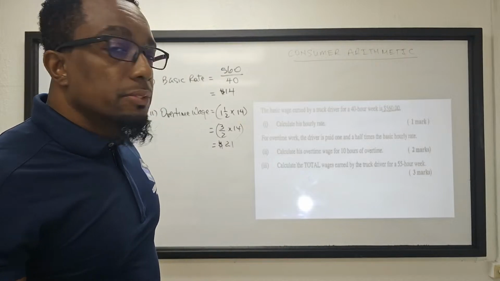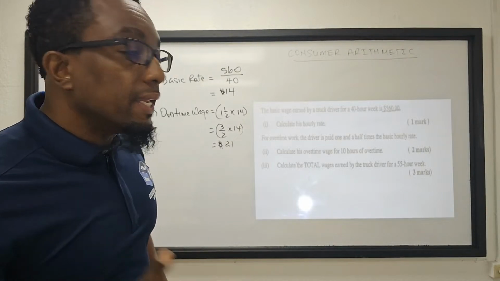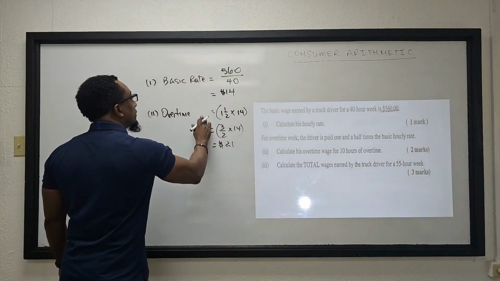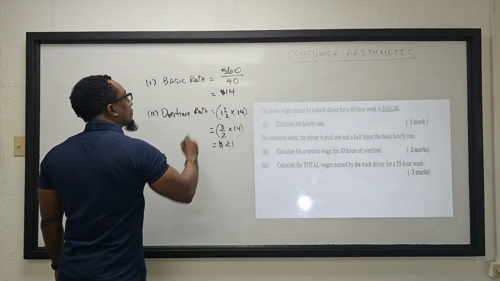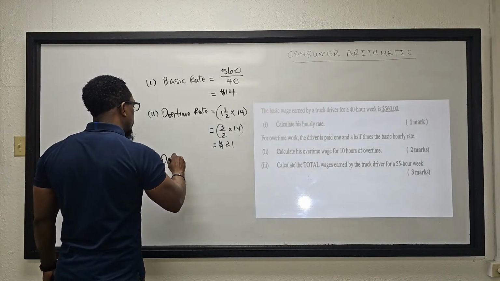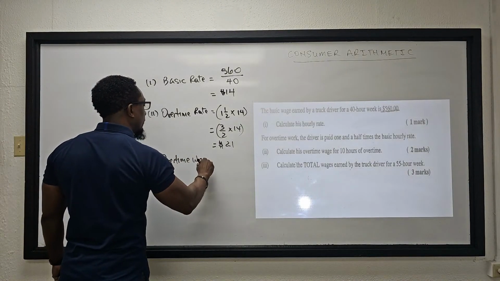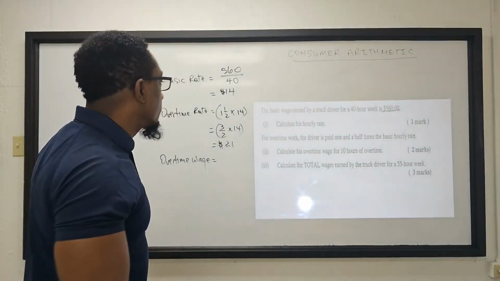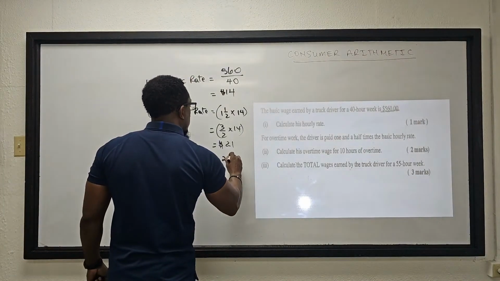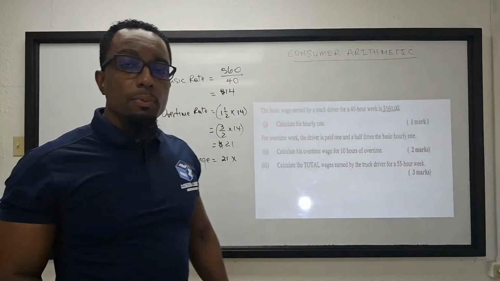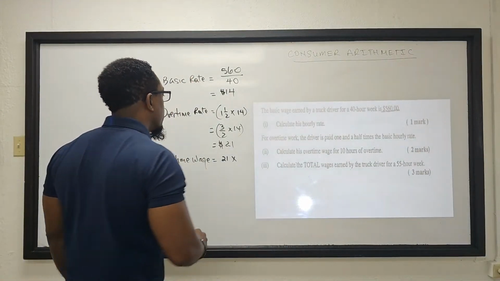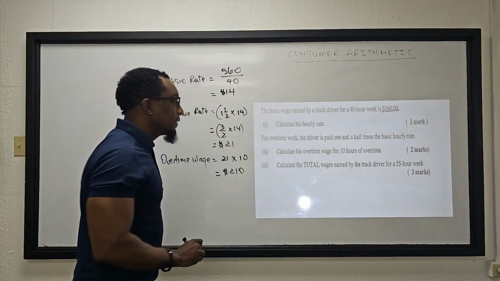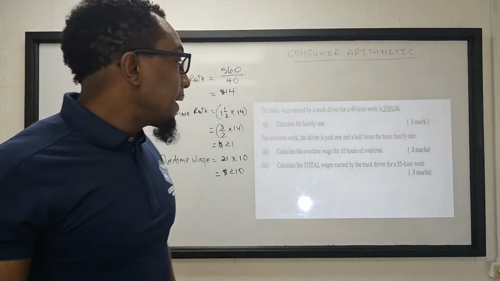But we are asking what is the overtime wage? So the overtime wage will be to multiply the overtime rate of $21 by the number of hours worked overtime, which is 10 hours. And that will give us $210.